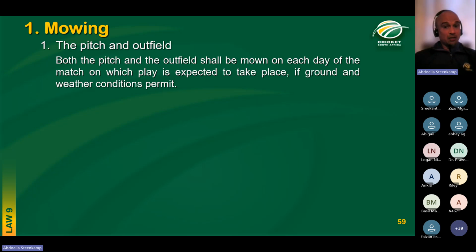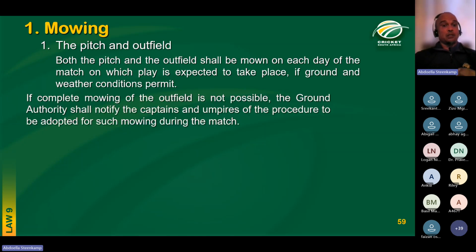The reason why they want the pitch and the outfield to be mown is that they're trying to keep the conditions exactly the same over the 5 days. Yes, I know the pitch does deteriorate over 5 days, but there's nothing we can do about the deterioration. But in terms of the length of the grass, you'll be amazed how quickly the grass grows, especially on the pitch. We'll get to covers later on, where it tells us that you need to cover the pitch after the day's play, and those covers stay on overnight. You will be amazed how quickly the grass grows overnight. So the lawmakers are trying to make conditions of the pitch and the outfield the same for both sides over the 5 days. Hence, they want the pitch and the outfield to be mown.